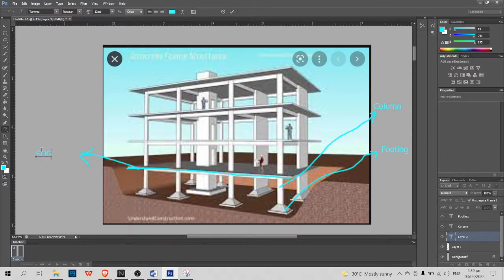Tingnan anong ibig sabihin ng SOG na yan. Ang ibig sabihin yan is just simply slab on grade. Isang jargon natin yan, isang term natin as civil engineers pagdating sa construction, SOG or slab on grade. Grade meaning the soil beneath the structure. Okay? Next is of course, the column again.